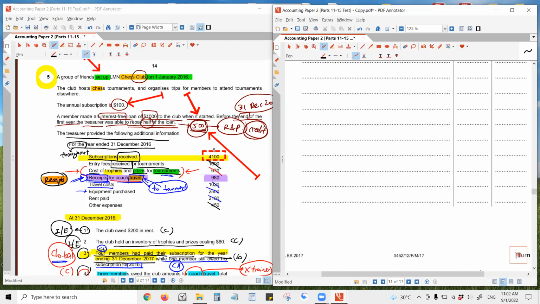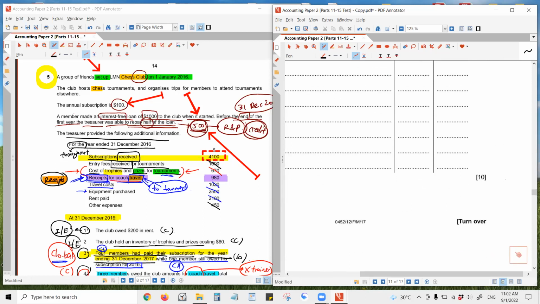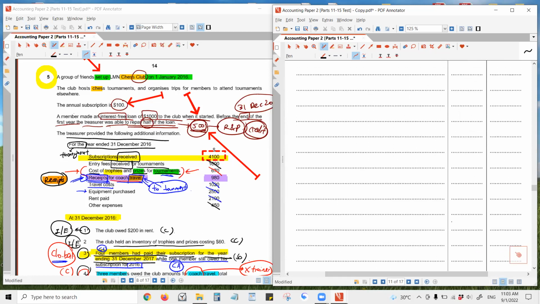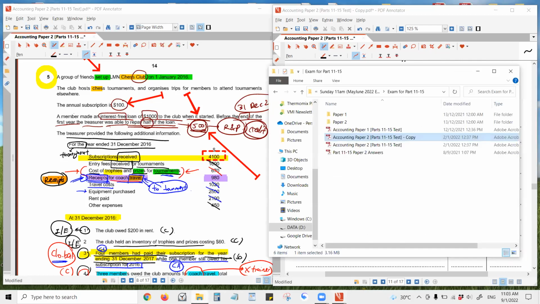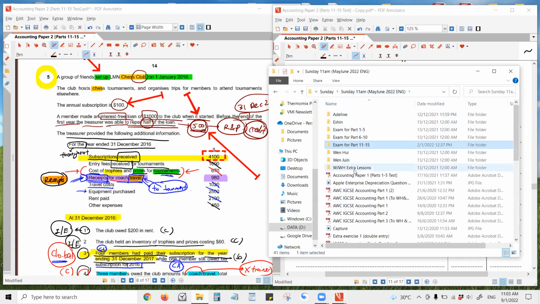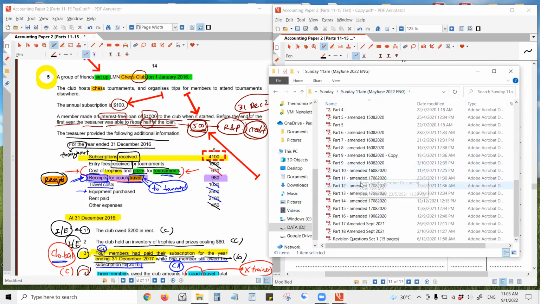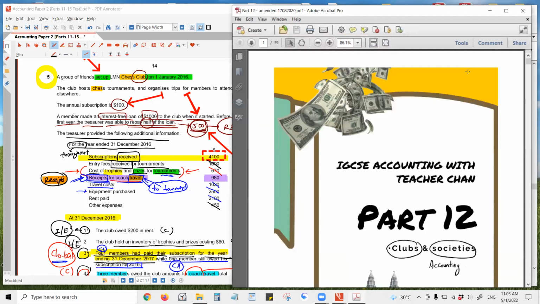This is for 10 marks. So a lot of marks here. Let's see how to do it. A bit of recall on how to do this before we begin. You learn this in chapter 12.